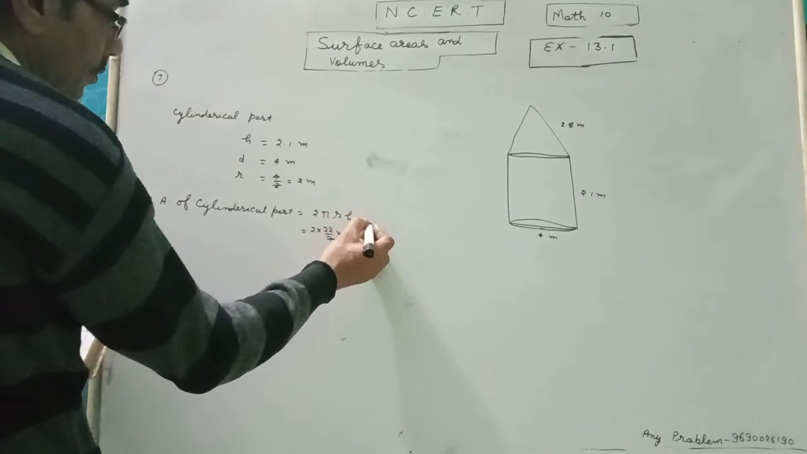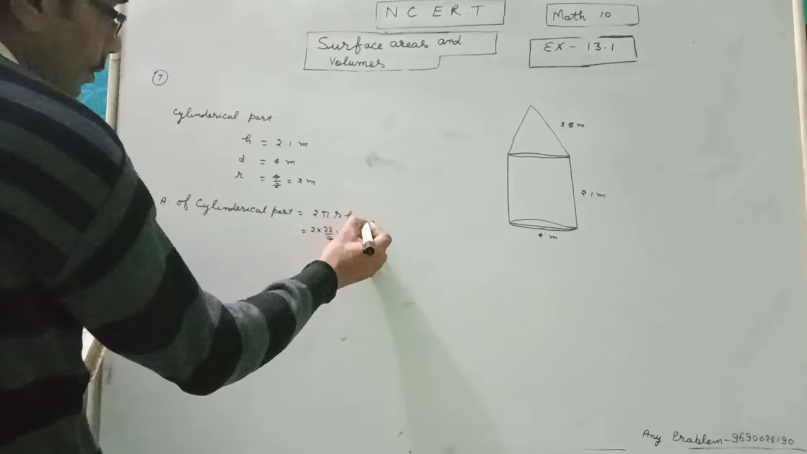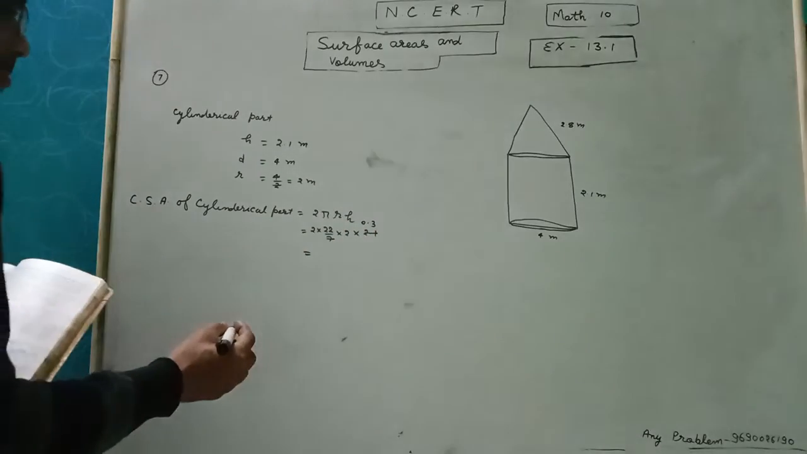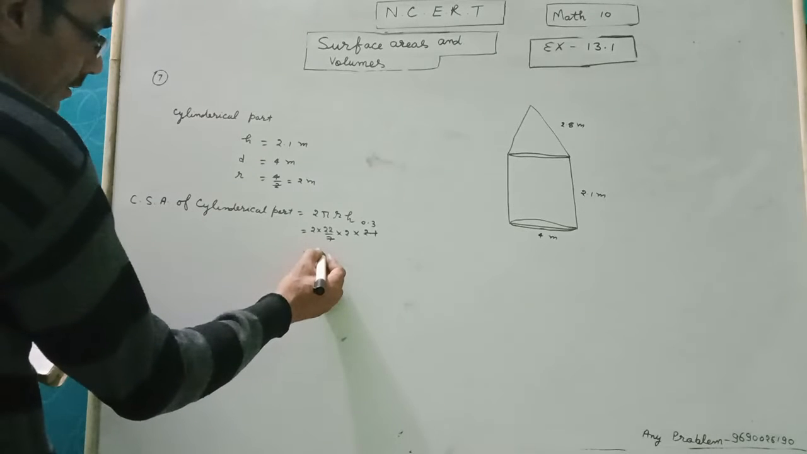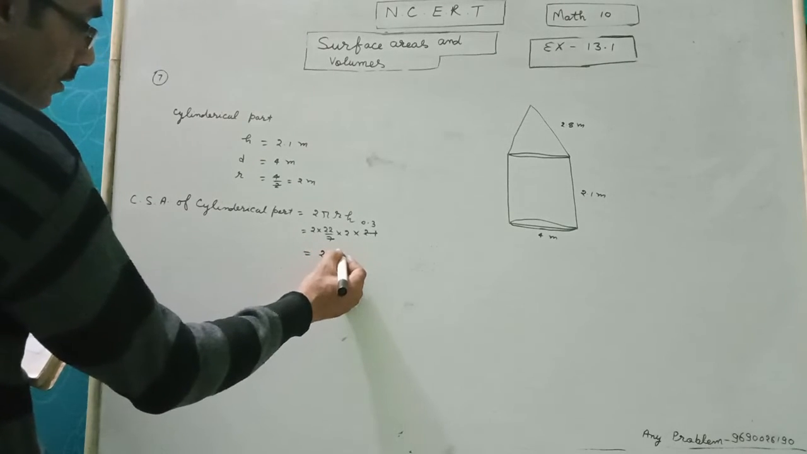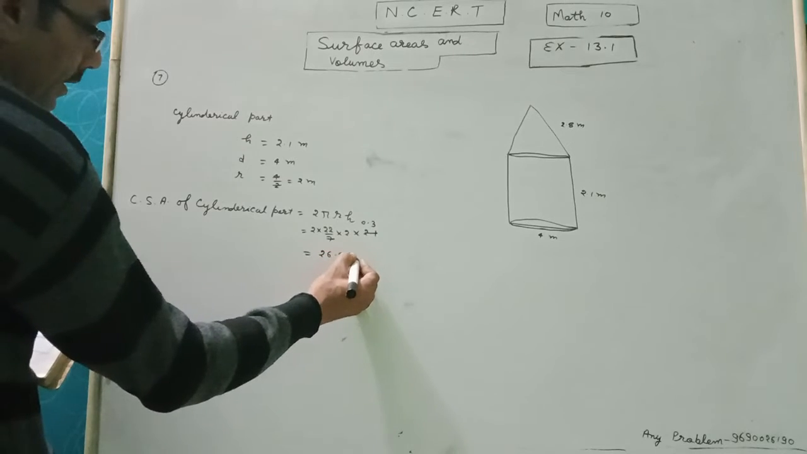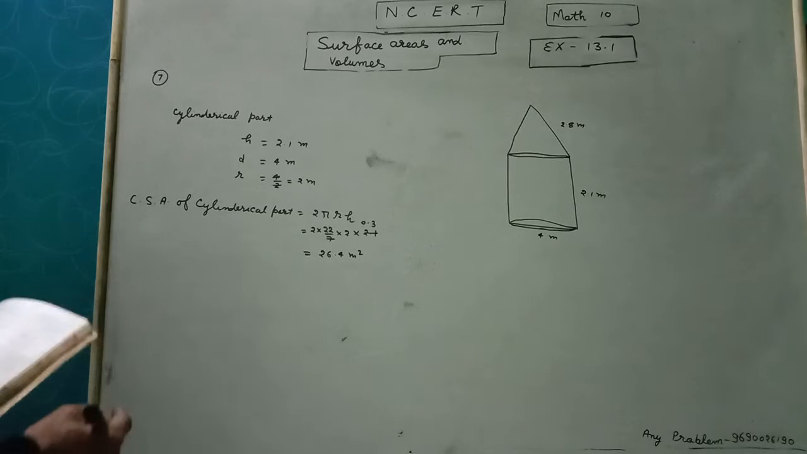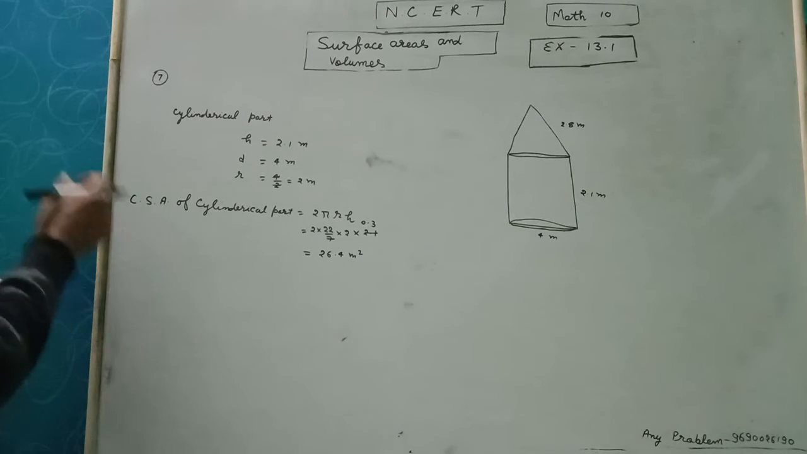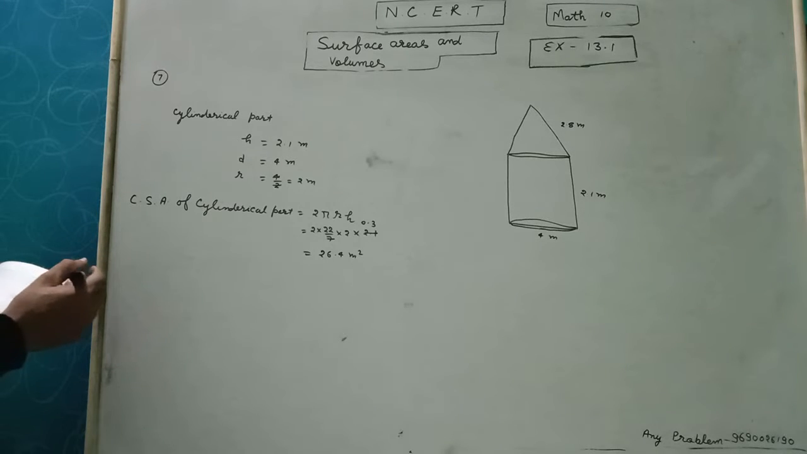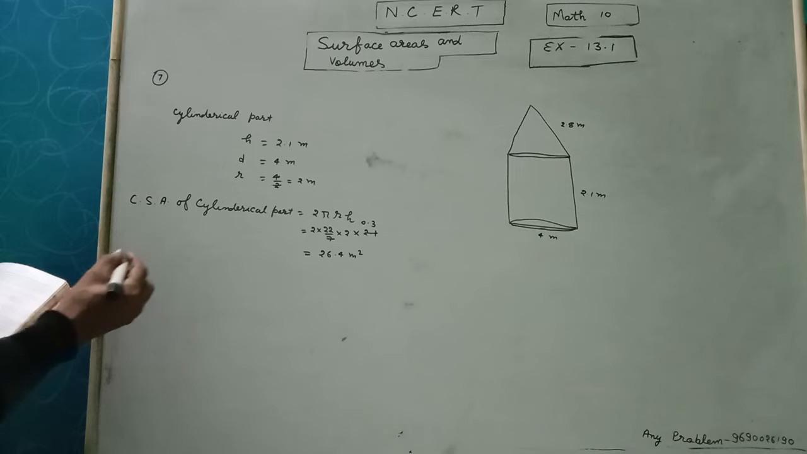7 divided by 2.1 is 0.3. After multiplying, 26.4 meter square, that is the area of canvas used for the cylindrical part, equal to 26.4 meter square.